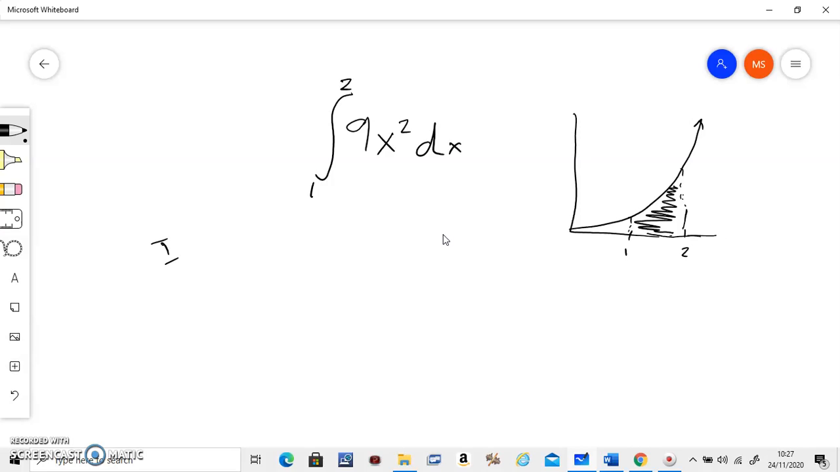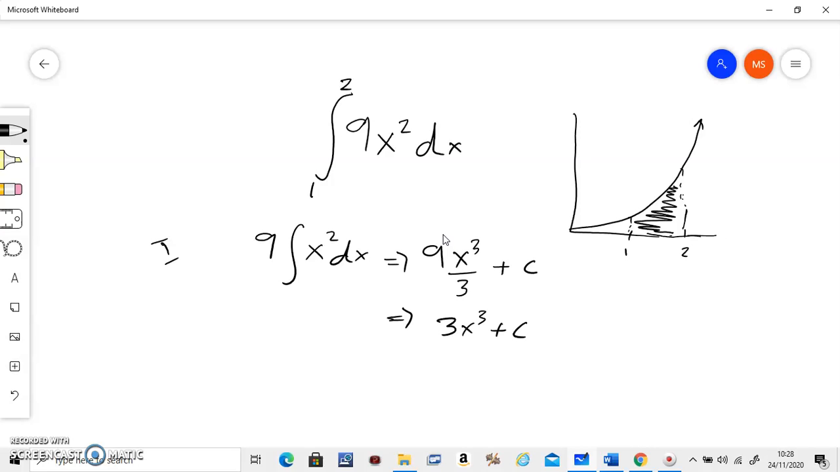And you do it the same way. Step 1, bring the 9 outside. You can ignore the 1 and 2 right now. And then apply the formula. It becomes 9x cubed over 3 plus c. You simplify, it becomes 3x cubed plus c. So just remember, when you're doing definite integration, the c disappears.